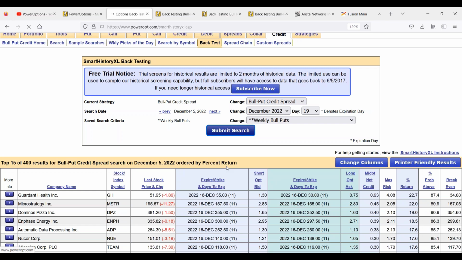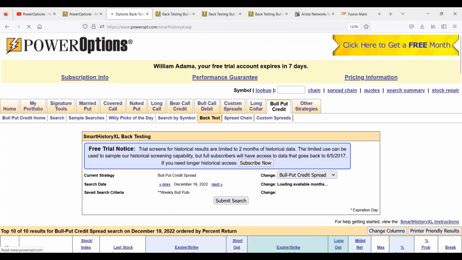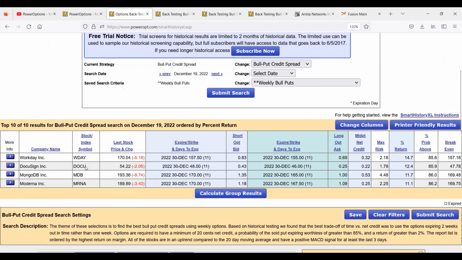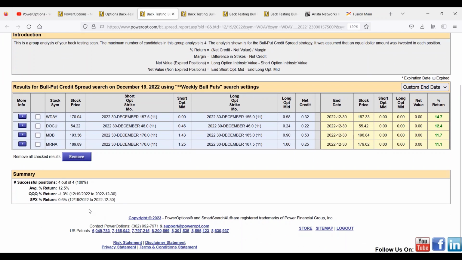Once it comes up, because it's interacting with the table, that's usually a little bit slow. But as I mentioned before, you can analyze the positions and everything. So there's only 10 trades really that match the criteria here. Again, calculate group results. There you go.